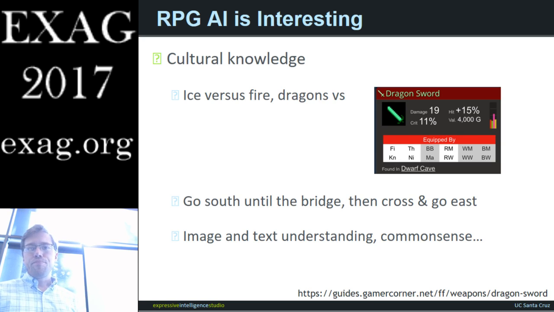And of course, making progress in RPG playing AI also tells us something about common sense reasoning. We have to know that you should use the fire sword against the ice monster and the dragon sword against the dragon type monsters. You need to deal with instructions that are quite explicit, that don't even qualify as a hint, right? Like go south until you get here, then cross and go east. These kinds of directions or visual clues, we have to be able to handle those.